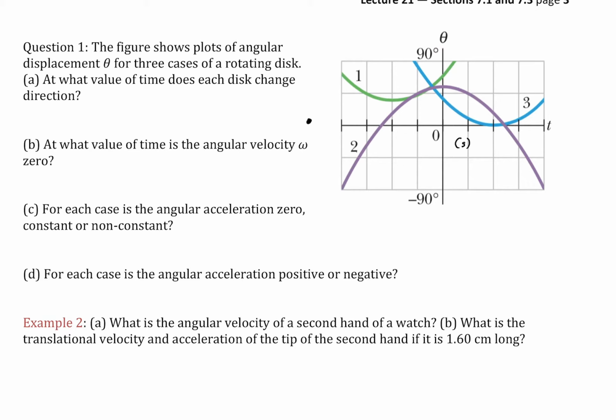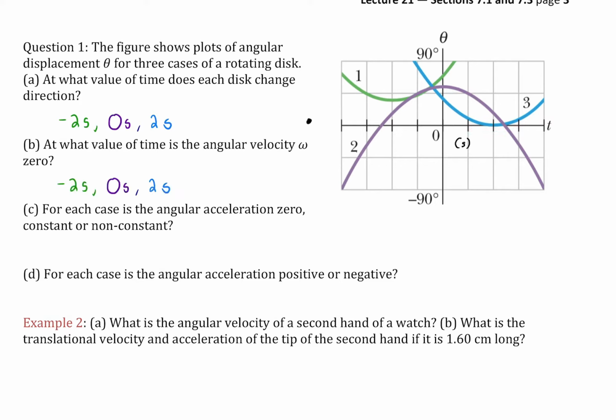What value of time does each disk change direction? Well, we need to look at the point where the tangent line is 0, because that by definition would be the angular velocity. When angular velocity is 0, that's our change. So it's going to happen right here, because there's our horizontal tangent line. So -2 for the green curve, 0 for the purple curve, and 2 seconds for the blue curve, because that's where we have horizontal tangent lines in each case.